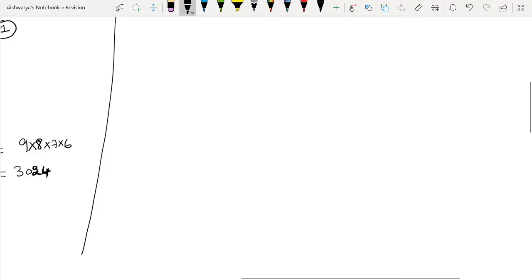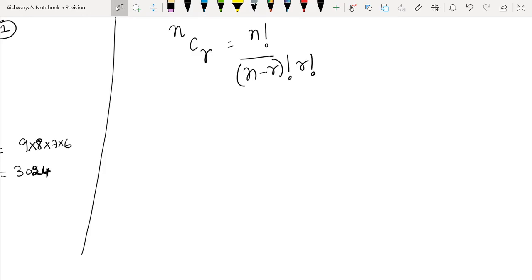How are we going to select? We are going to select from n number of objects, r number of objects. So n factorial divided by n minus r factorial into r factorial. This is the formula. Okay.